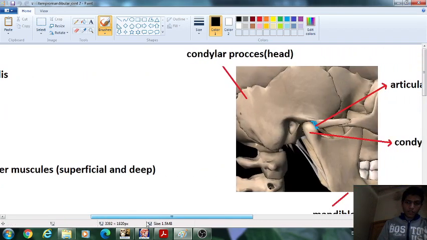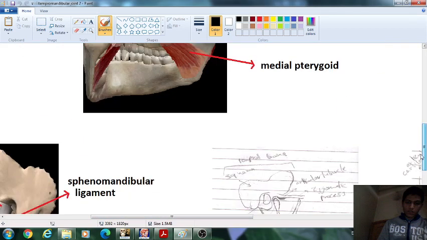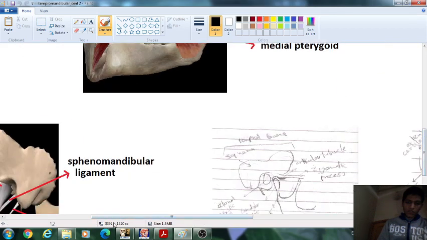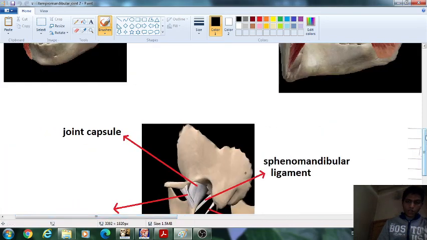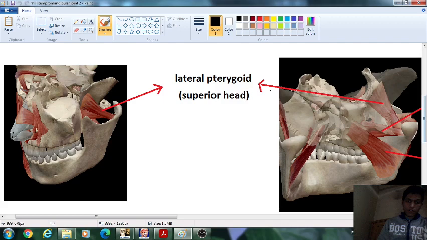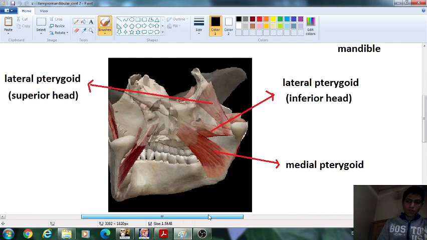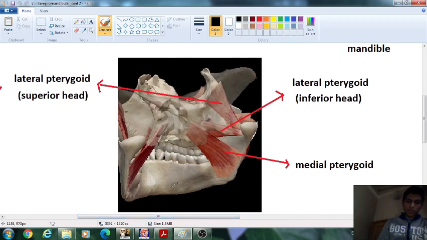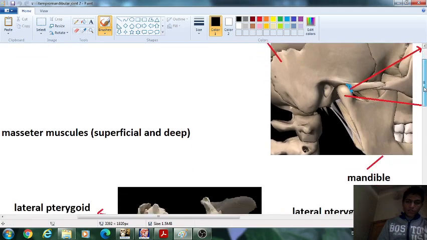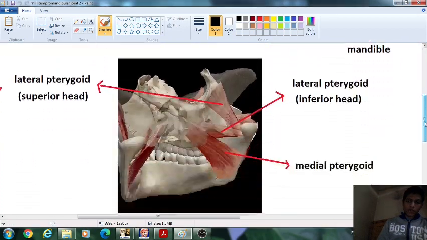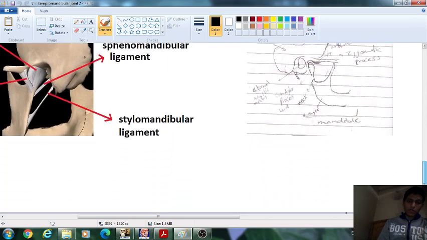Then we have the lateral pterygoid muscles. Of course, this extends from the sphenoid bone into the mandible. The pterygoid muscles, I think, are a group of muscles: medial, lateral, and lateral superior and lateral inferior. All these muscles are responsible for the elevation movement of the joint.